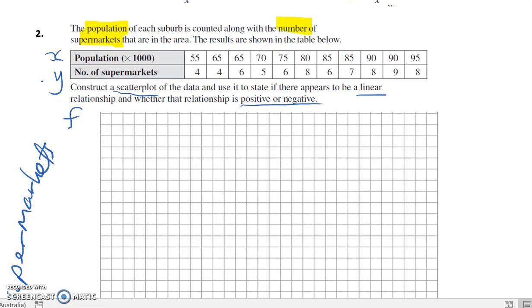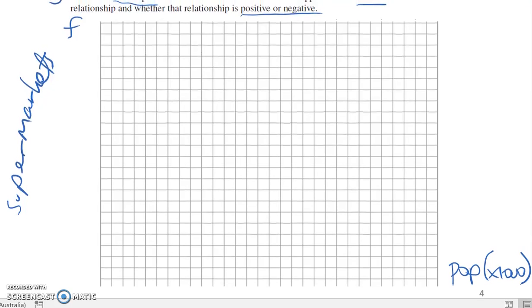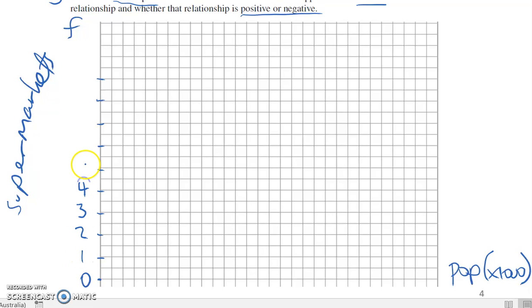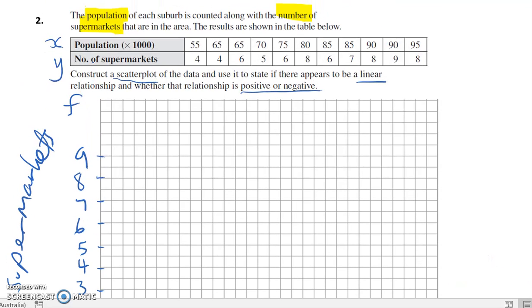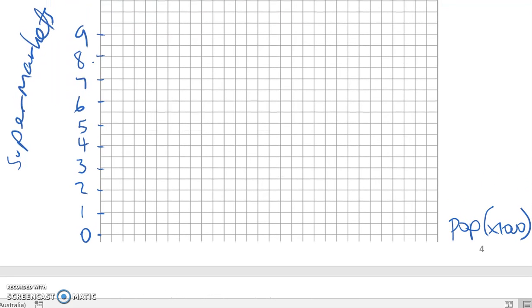So I've got to think about my scale now. So my number of supermarkets goes from basically 4 to 9. So you want to be using your whole graph as much as you can. I'm going up by ones for this on purpose. That's going to be my 0 mark there. And along the x-axis, I'm going up from 55 to 95. So you can decide where you're going to go from. I'm going to go by tens.